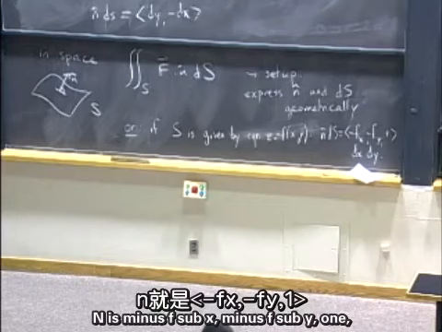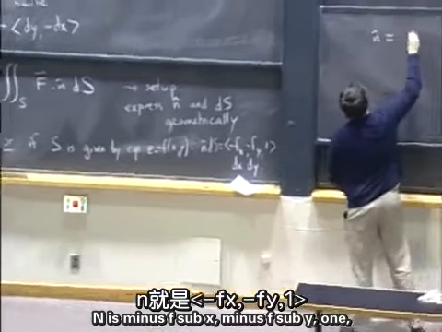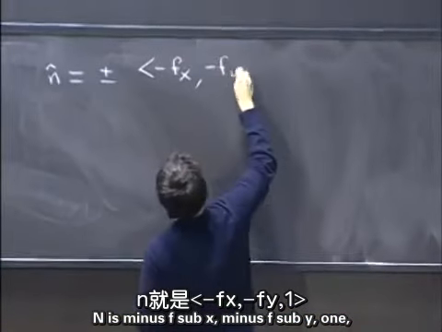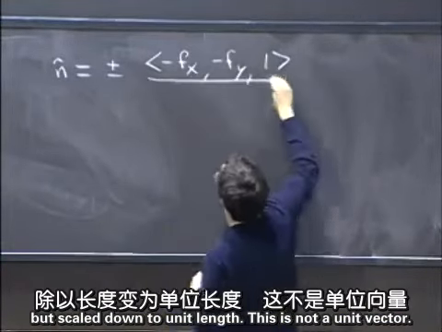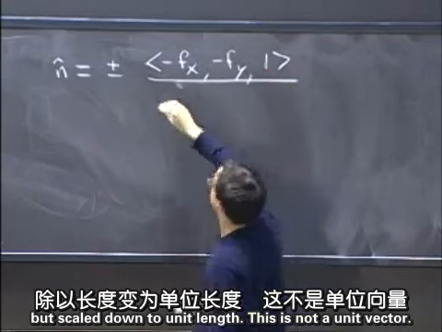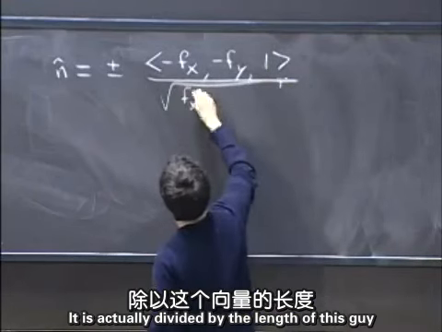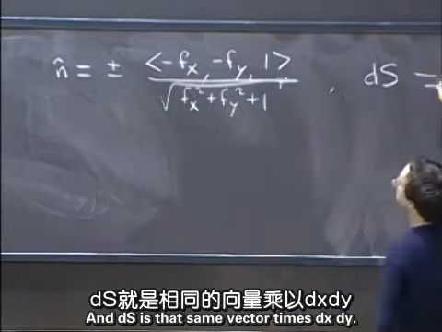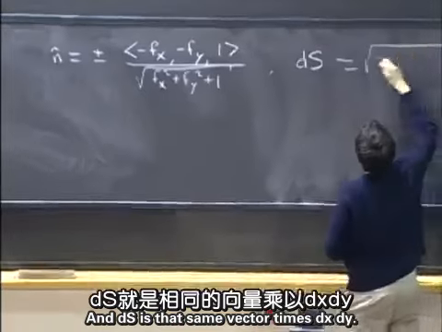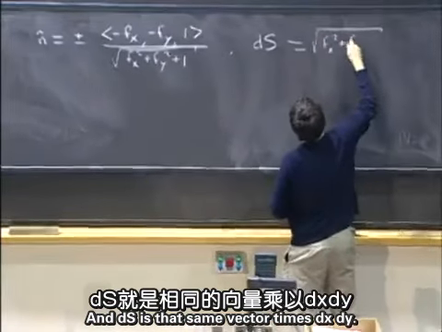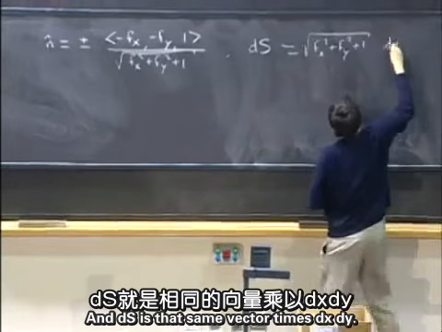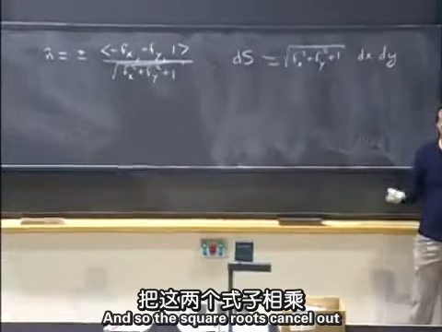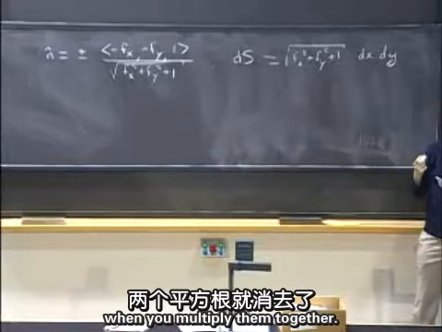So actually, n is minus f sub x, minus f sub y, comma 1, but scaled down to unit length. This is not a unit vector. So it's actually divided by the length of this guy, which is the square root of f_x squared plus f_y squared plus 1. And dS is that same factor times dx dy. And so the two magically, the square roots cancel out when you multiply them together.